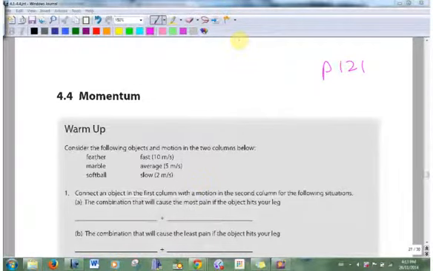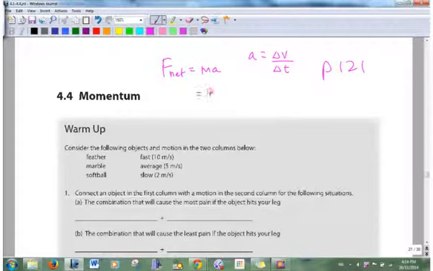Okay, momentum. Here's what we got. When Newton came up with his second law, it actually didn't look like F is ma. What it looked like is, because we know the definition of acceleration is a change in velocity over some change in time, what he actually came up with was this for a second law.